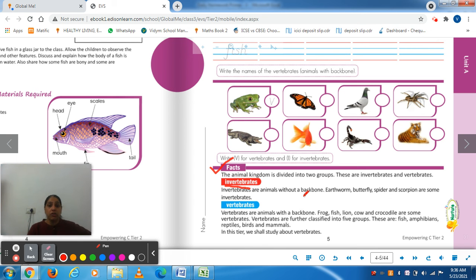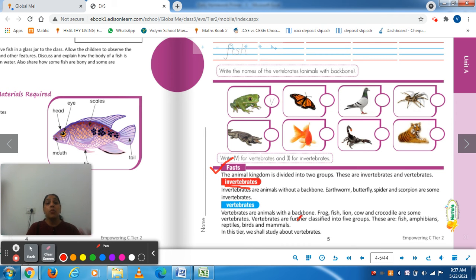We human beings also have a backbone. You can touch your back and you can feel you have a backbone. We call it a spinal cord. So invertebrates are the animals without a backbone. For example, earthworm, butterfly, spider and scorpion. They are invertebrates.